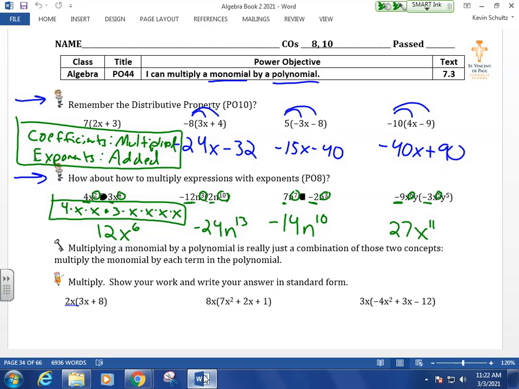Then we go to our y's. How many y's do we have in all? Remembering that even though it's not written, that first y variable does have a power of 1. We don't write y to the first, but that's what a y by itself means, y to the first. How many y's do we have in all there? 6. So 27x to the 11th, y to the 6th.